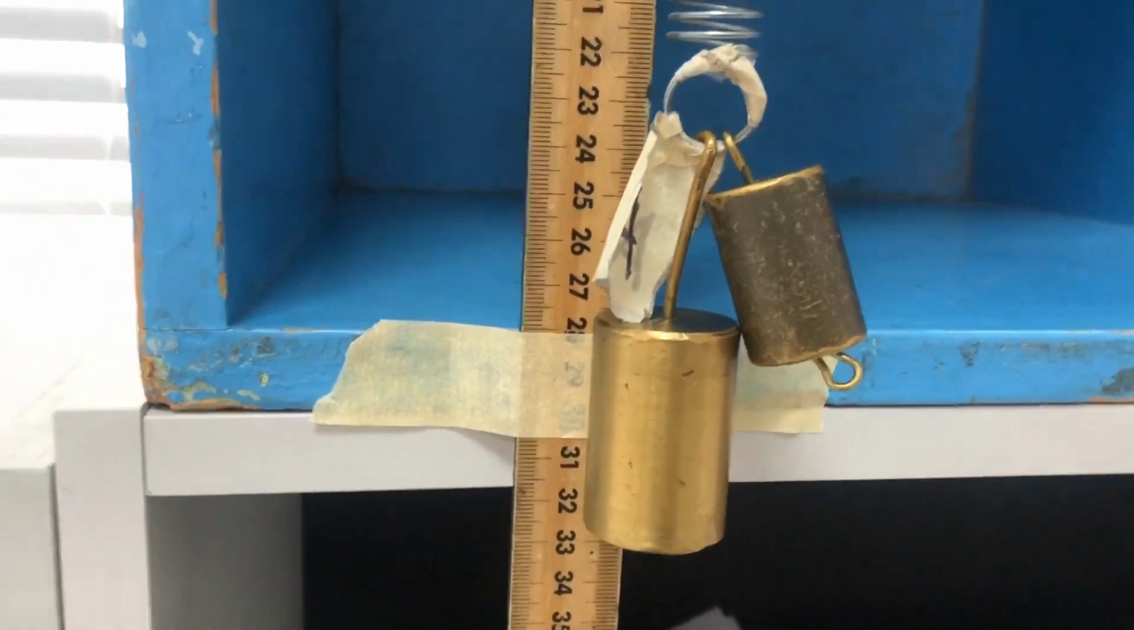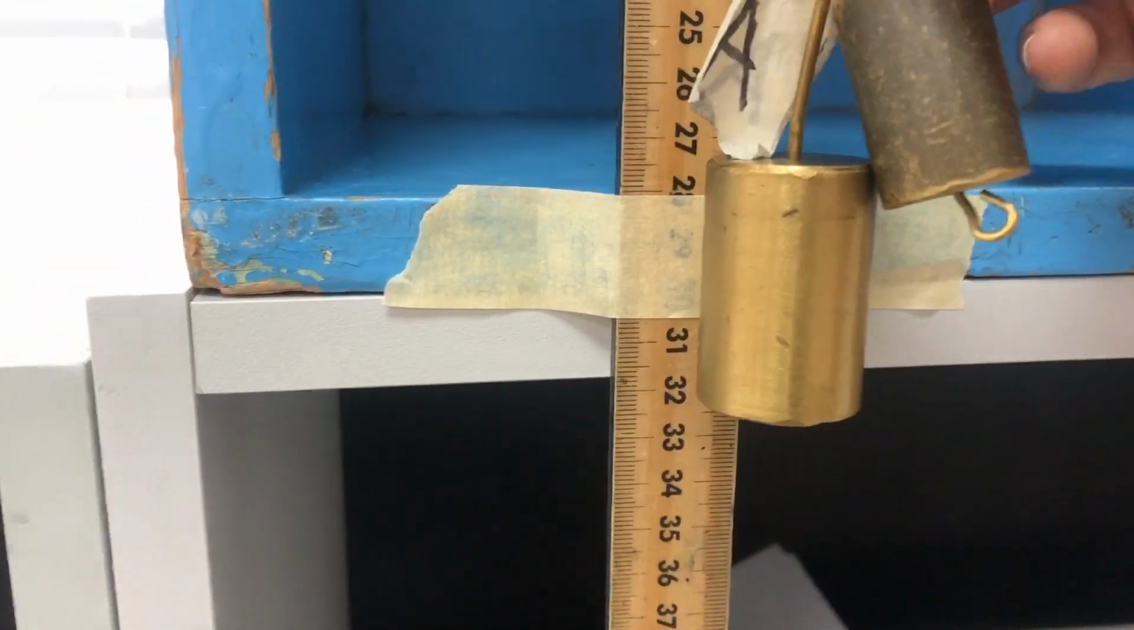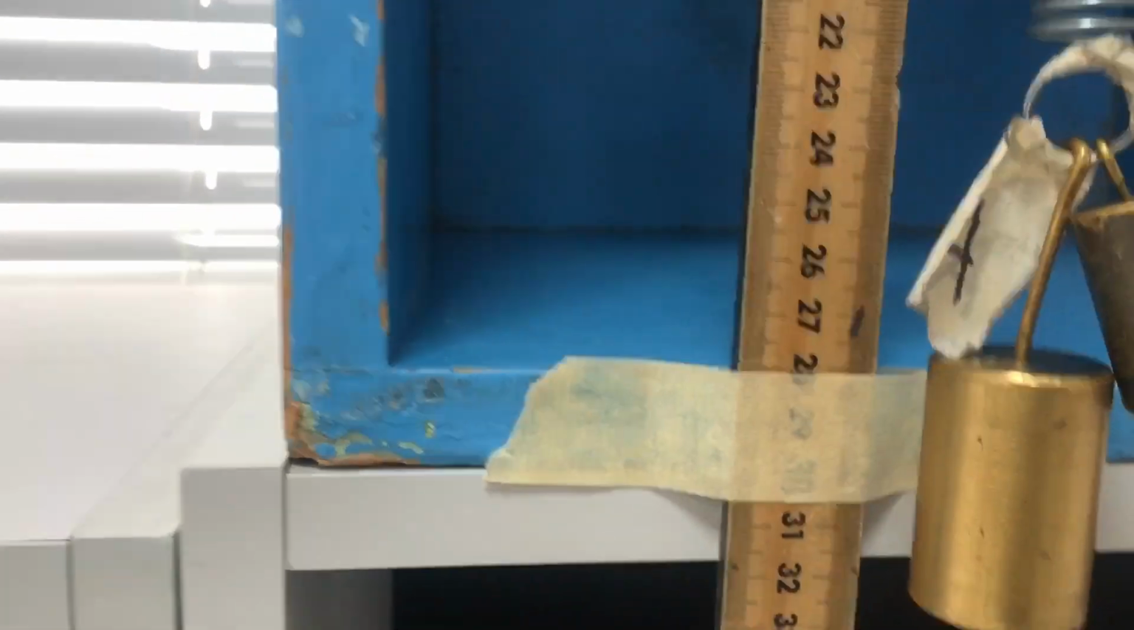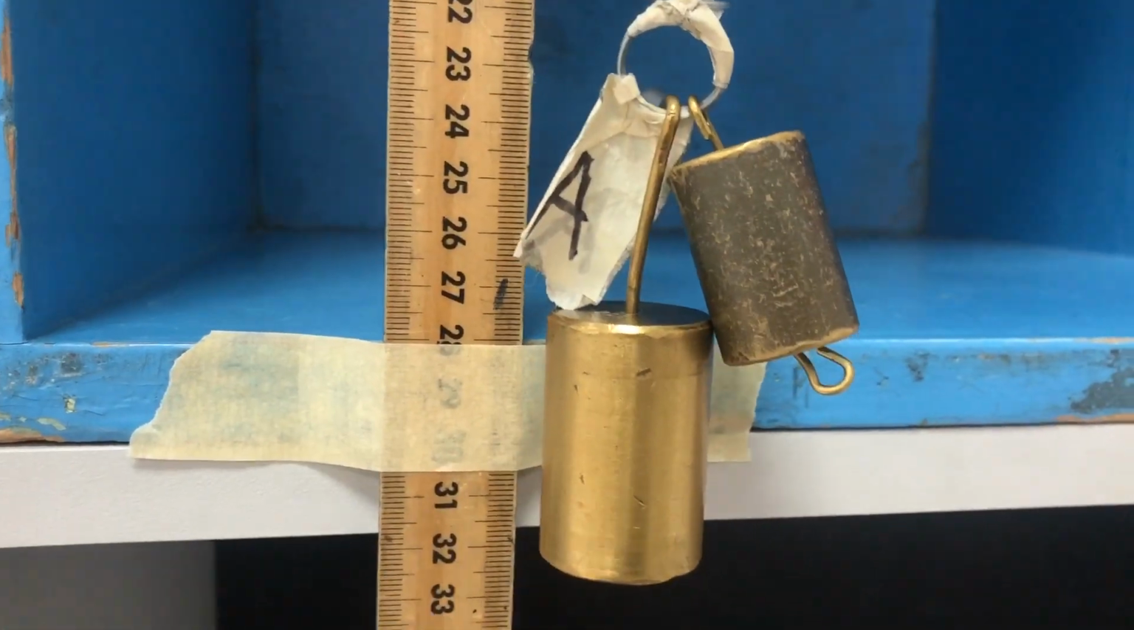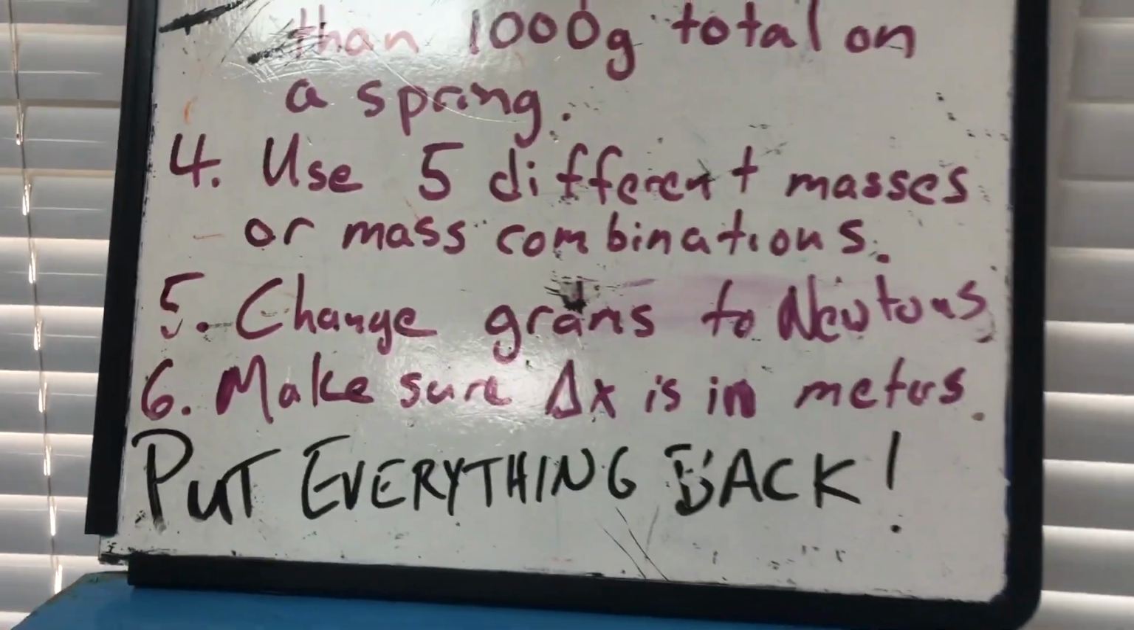And then of course, when you're done, you're going to put everything away. But remember, this spring is going to be the spring that you use for the entire bungee jump boss challenge, okay? And this is just how to get your K value. Again, make sure you put everything back, and hopefully that was helpful.